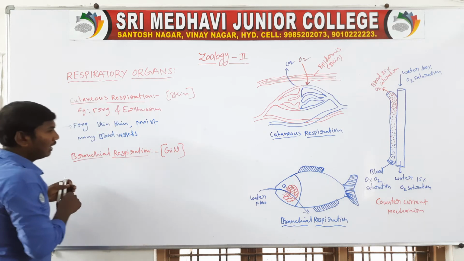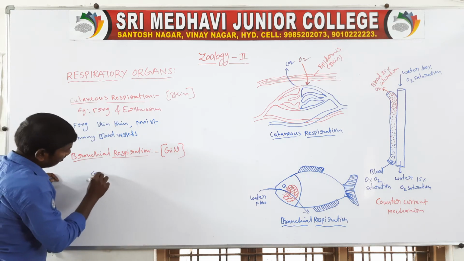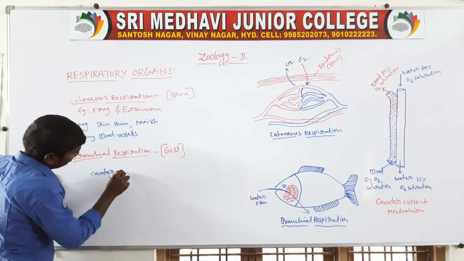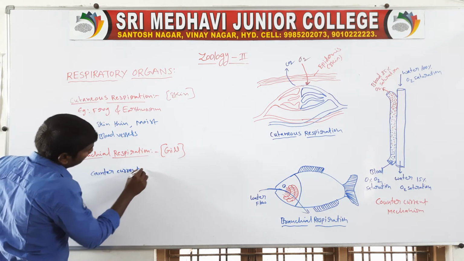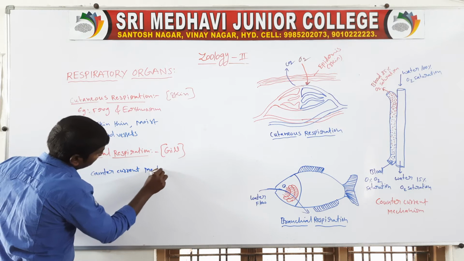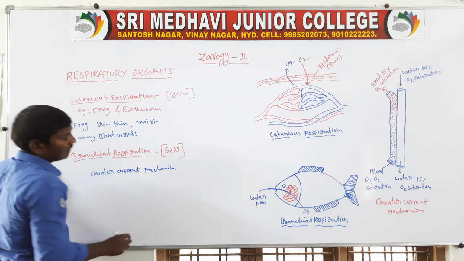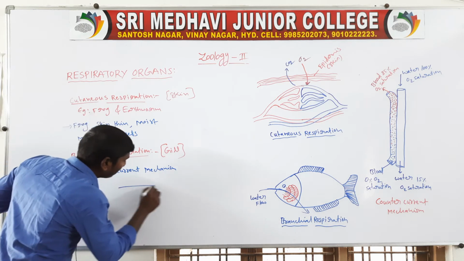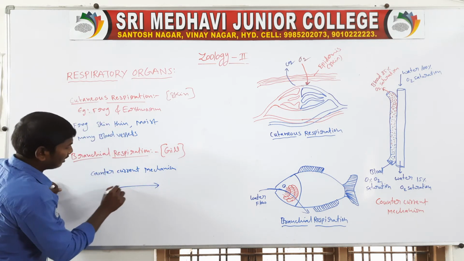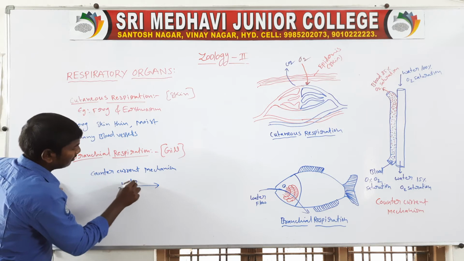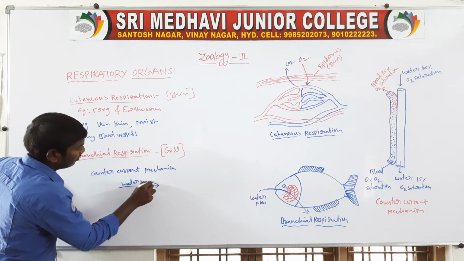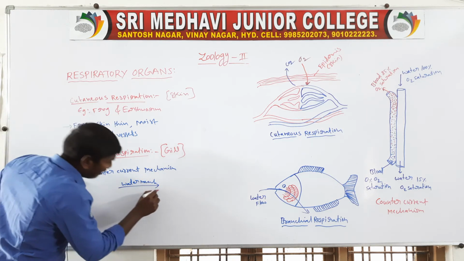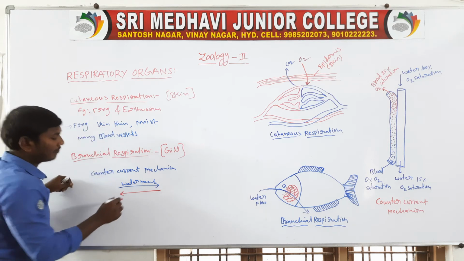The fishes have a counter current mechanism. The counter current mechanism means the water flows in one direction, that is the water movement, and the blood moves in the opposite direction.